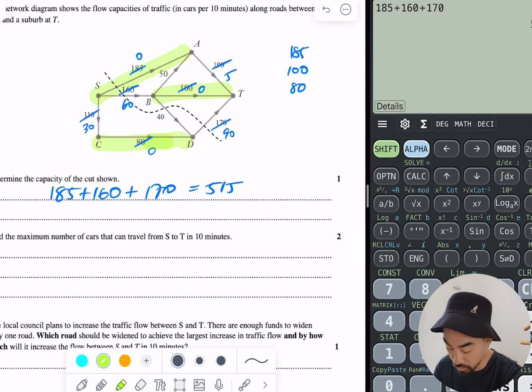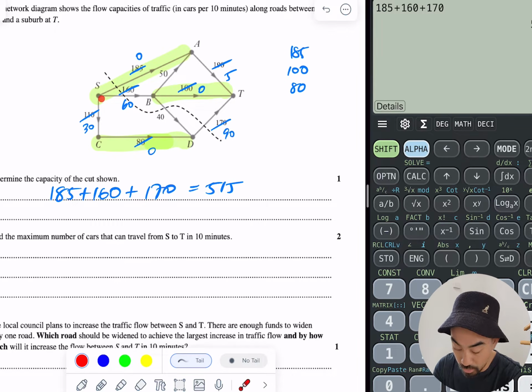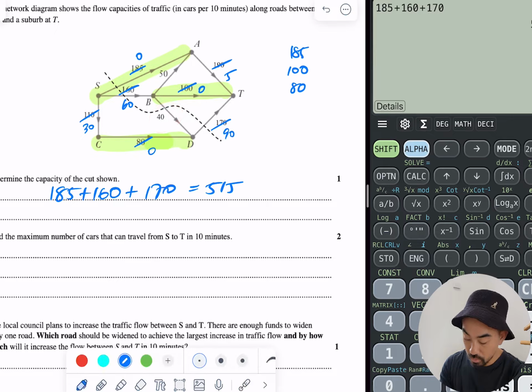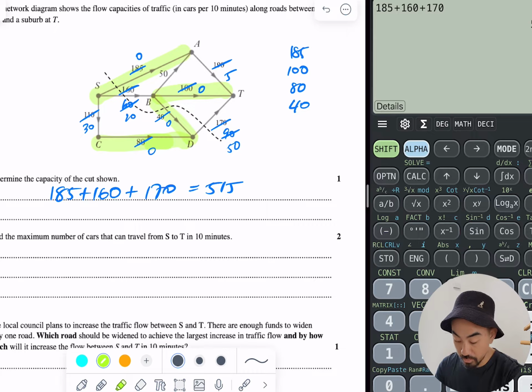What other path can I go? It looks like I can do this one, S B D T. What's the smallest number there? It looks like it's 40, so I write down 40. I subtract that away, so it leaves 20. 40 minus 40 is 0. 90 minus 40 is 50. And now I highlight the one that's 0 again.